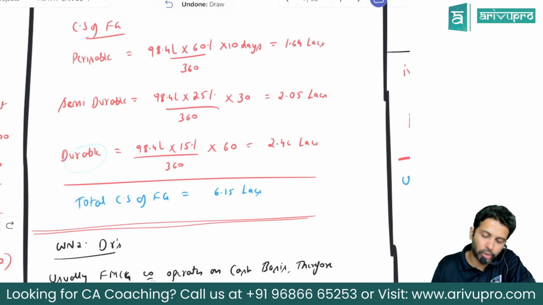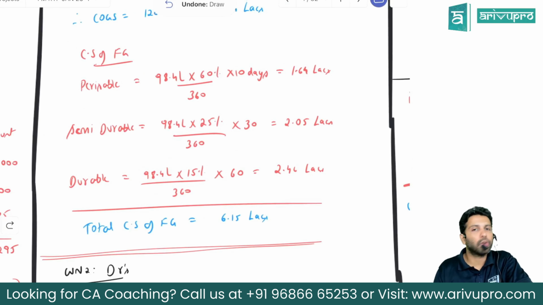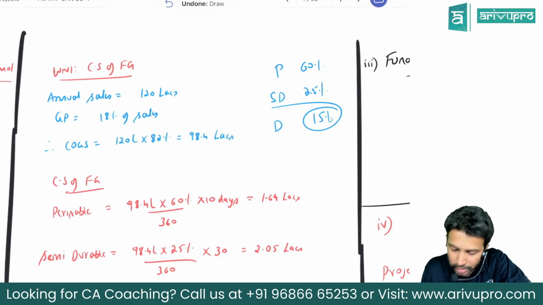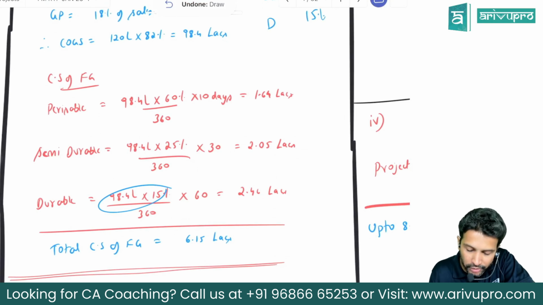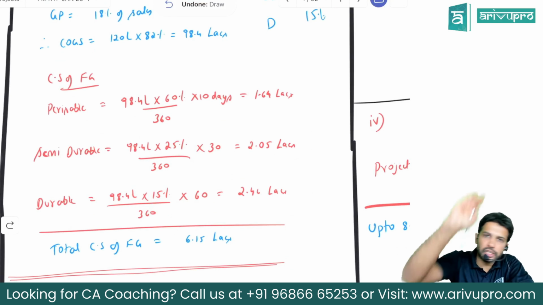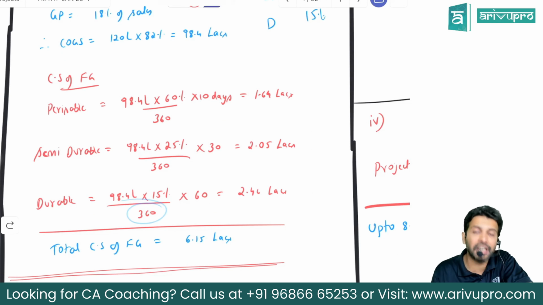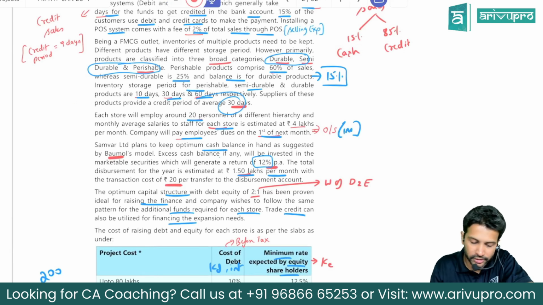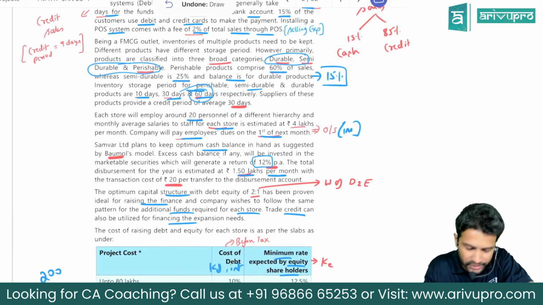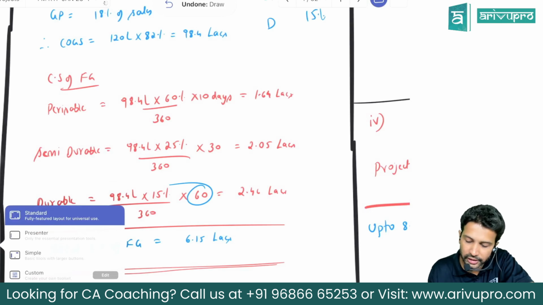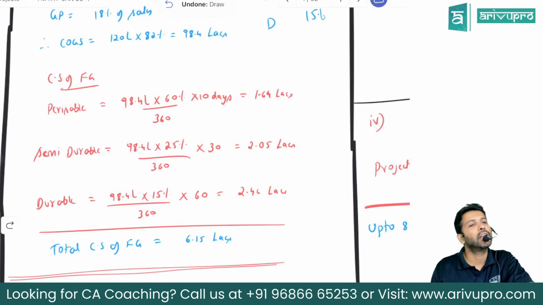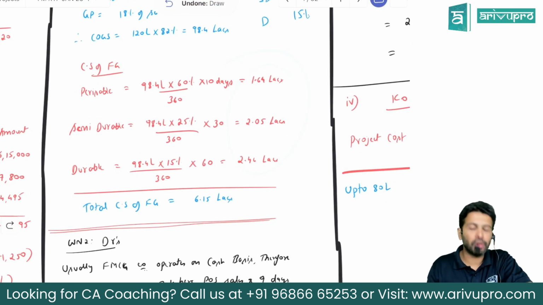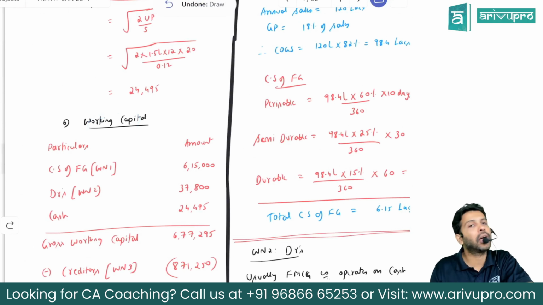Same way, durable also. 98.4 is the total COGS. How much constitutes durable? 15%. If you take 98.4 into 15%, you'll get the total stock of durable goods. That is for the whole year, meaning it is for 360 days. How many days of stock do you maintain for durable products? 60 days. So multiply by 60 and you'll get the closing stock of durable goods, which is 2.46. Add all this, and you'll get the total closing stock of finished goods, which will be 6.15 lakhs. This is the working capital estimate statement I'm putting up.